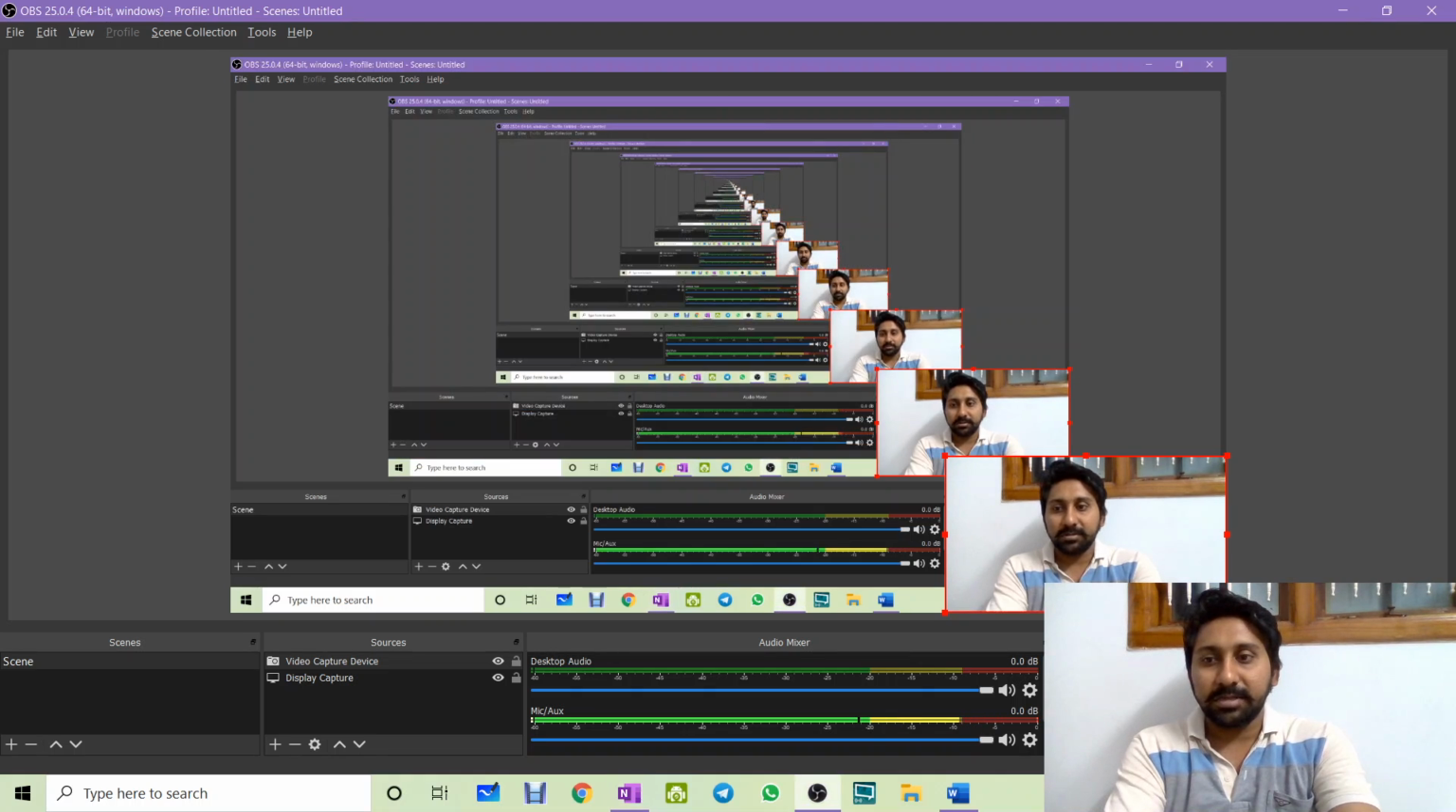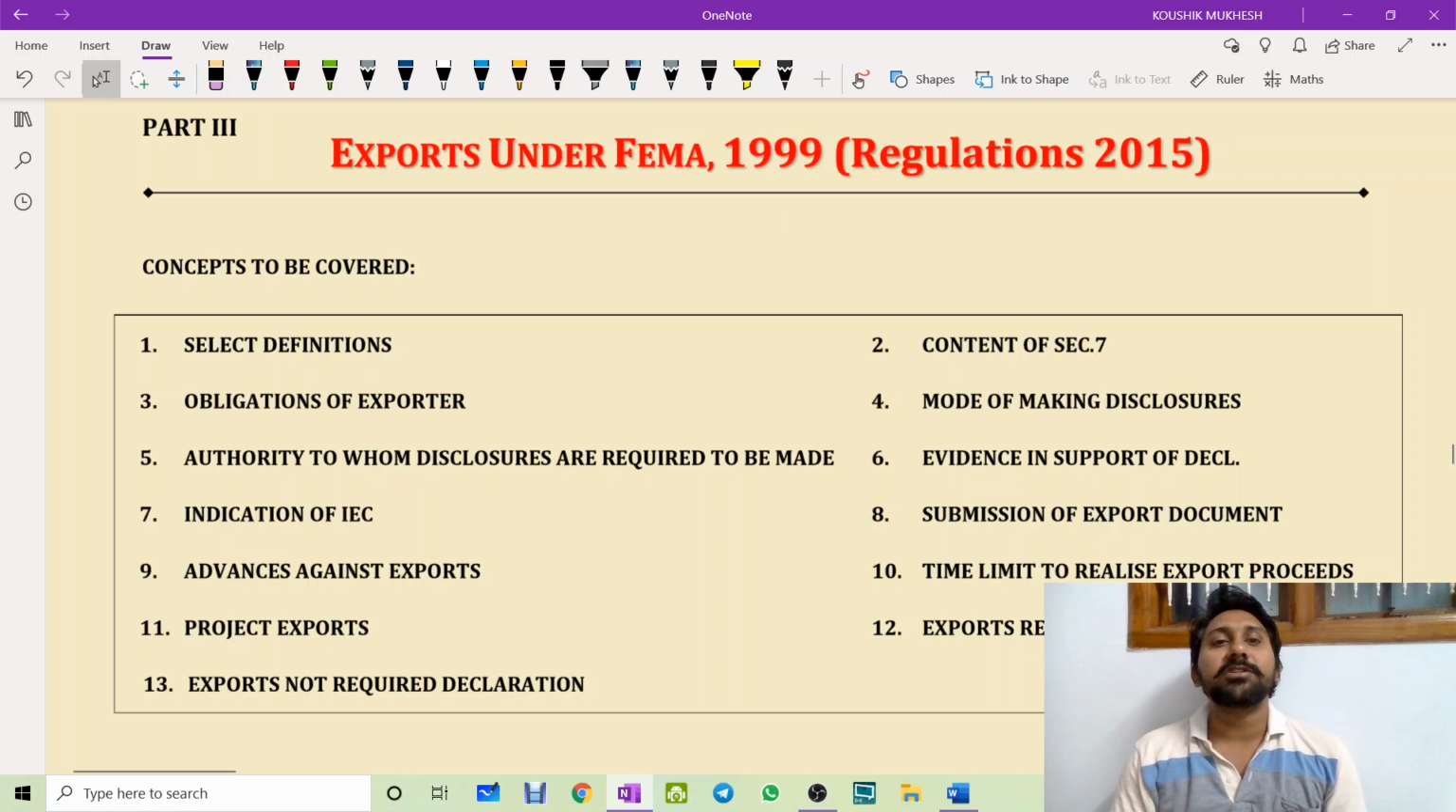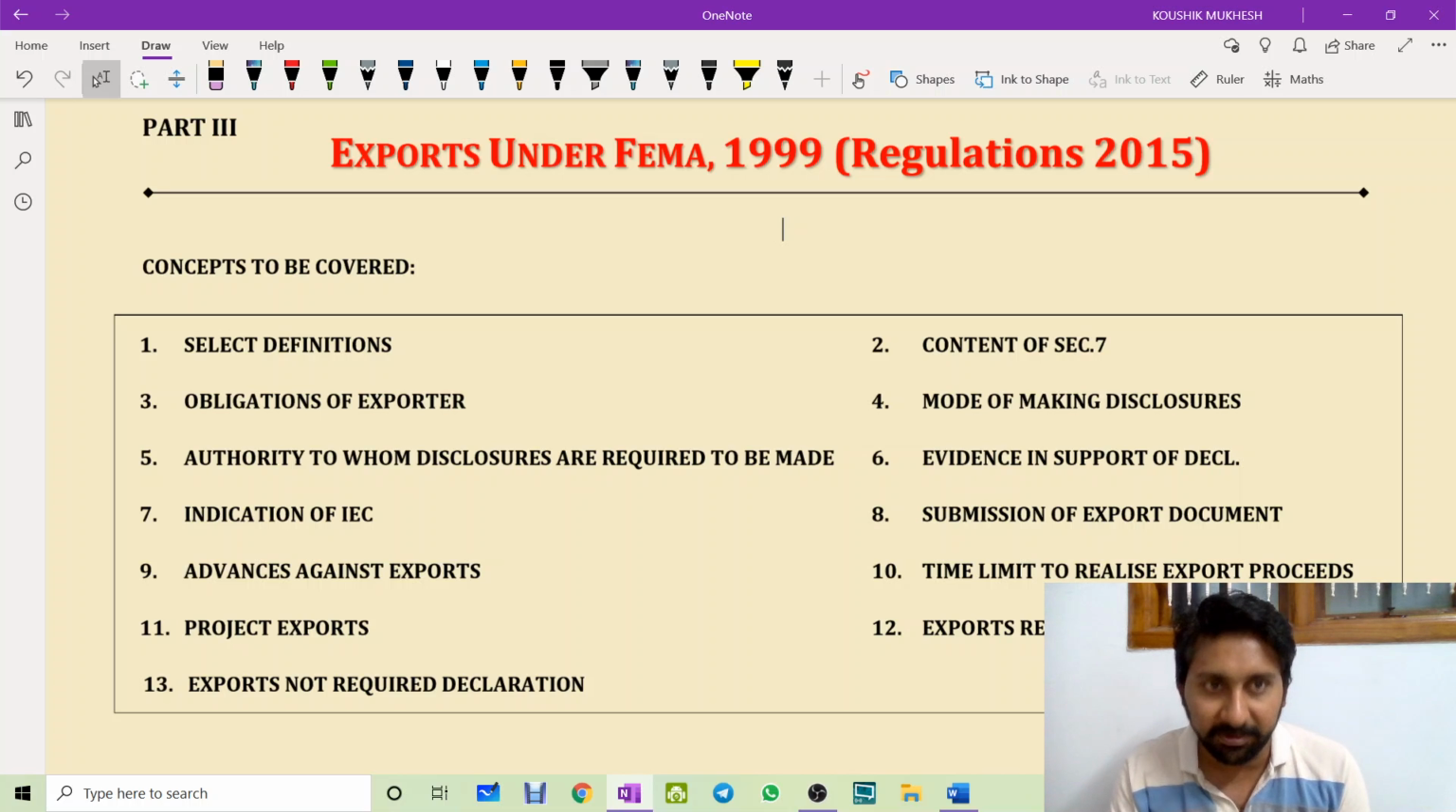Today we are going to start with our second day of the revision on the FEMA chapter, which will be called Exports under FEMA 1999, also called Export Regulations 2015. From the point of view of the examinations, I just want to cover the main concepts in these exports. So, let us start with the learning objectives of this particular area.